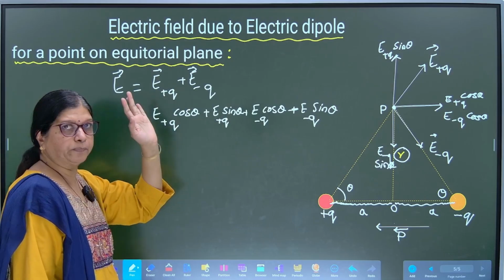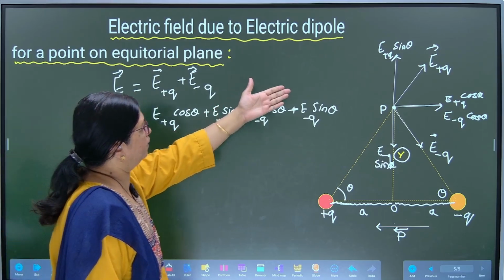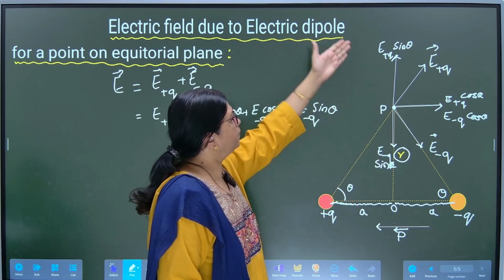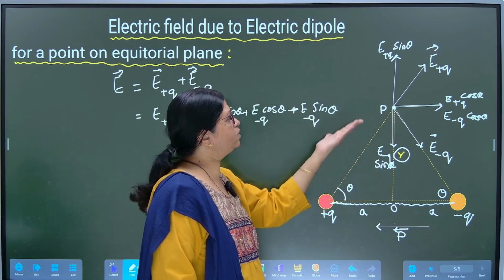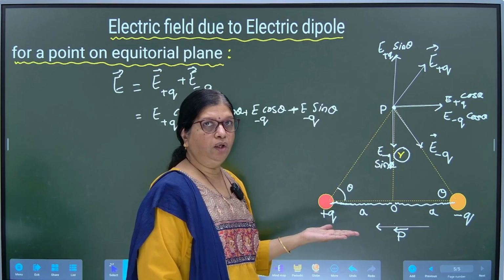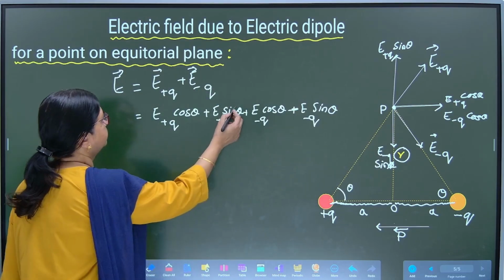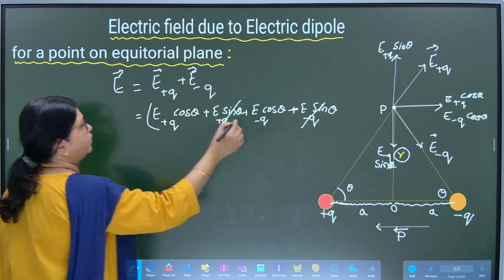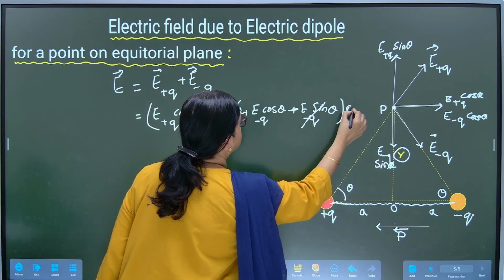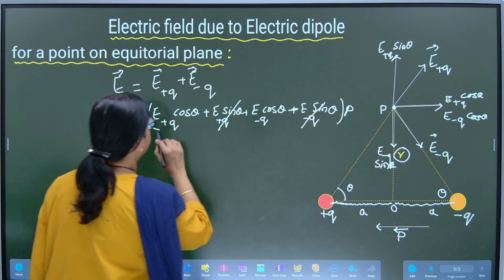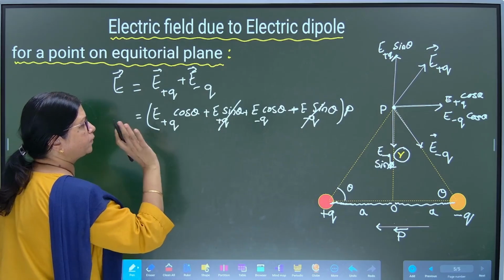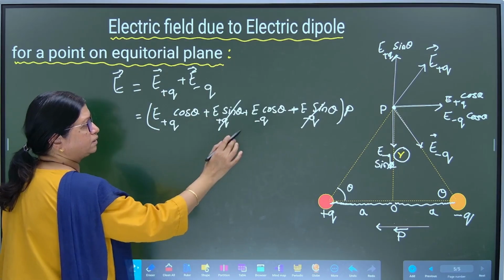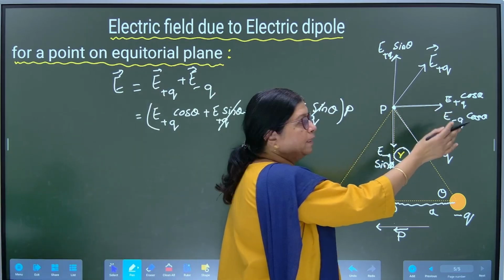Now, as can be seen, I have resolved these two vectors into its respective components. So as can be seen, these two components are opposite in direction and their magnitudes are the same. So, we can just cancel them out, and we can also at the end write the available direction. Now, what are the two components available to us? E plus Q cos theta and E negative Q cos theta, which is this side, which is seen here.